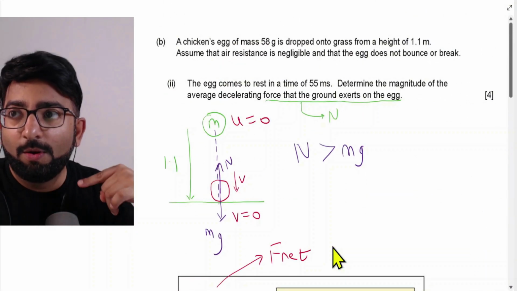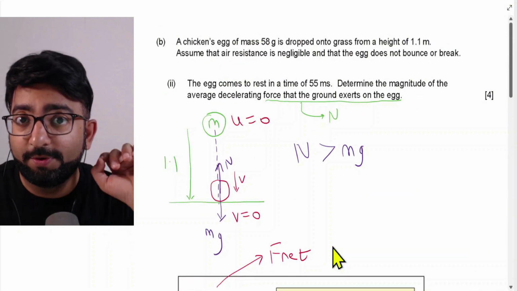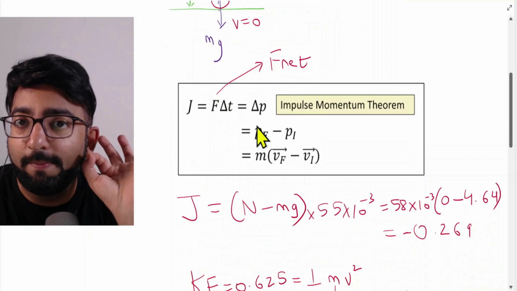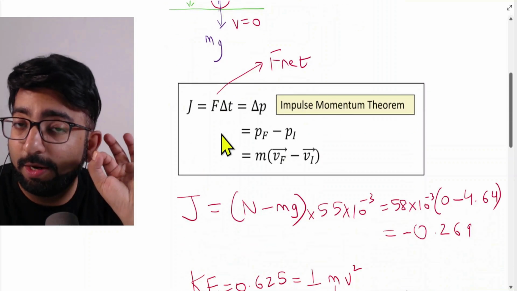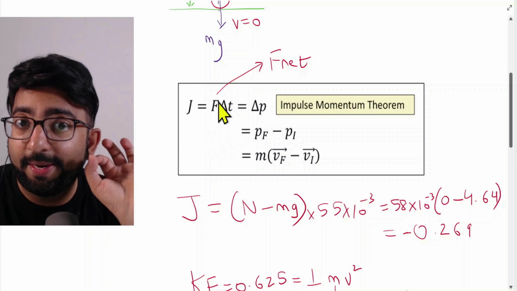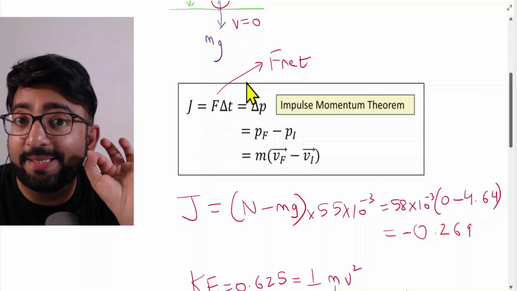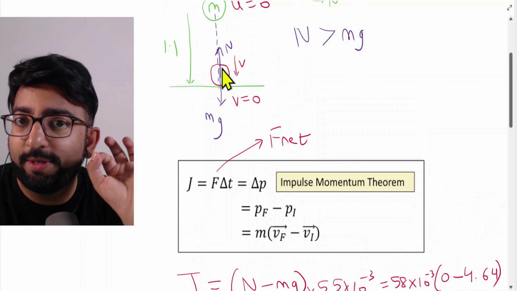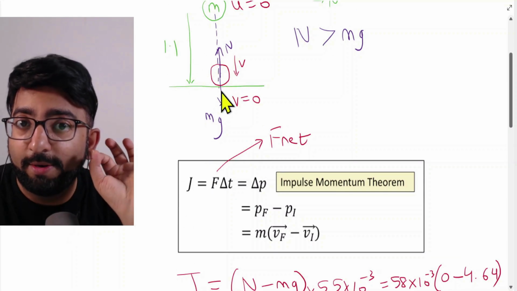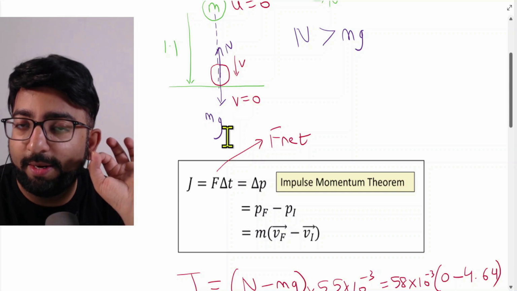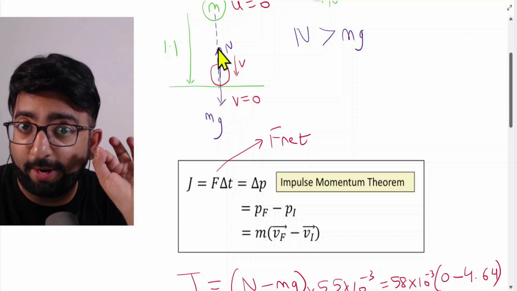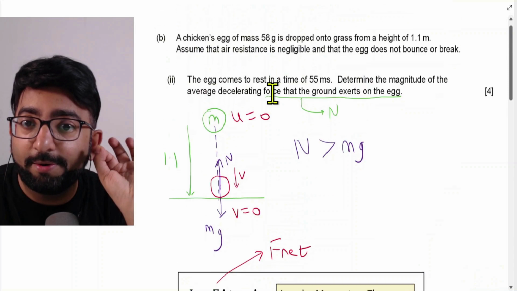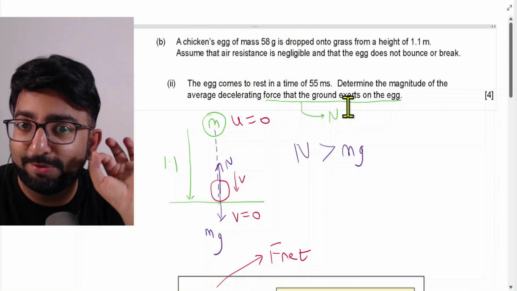So let us revise what was the key factor which we were using here. When you are using the impulse momentum theorem, whenever you use this formula, remember F is not just any force, it is the net force acting on the object. So in this case, when the egg hit the ground, it not only has the weight which is acting downwards, it also has a normal reaction which is provided by the ground. That is what we were supposed to find in this question.